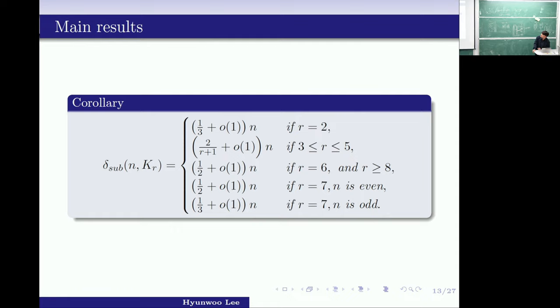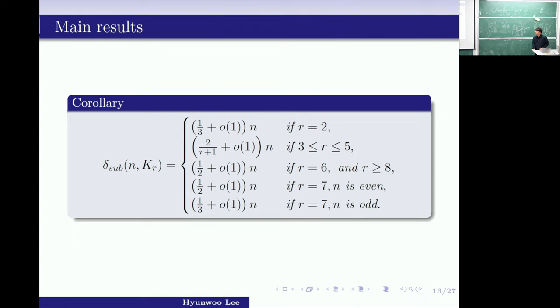And I want to focus on this second part, when r is between 3 and 5. As you can see, this threshold is decreasing as r is increasing. I think this goes against our intuition, because in many cases embedding a more complex structure is harder than embedding a simple structure. However, for the purpose of tiling, the situation is reversed. So I think this is a very interesting case.